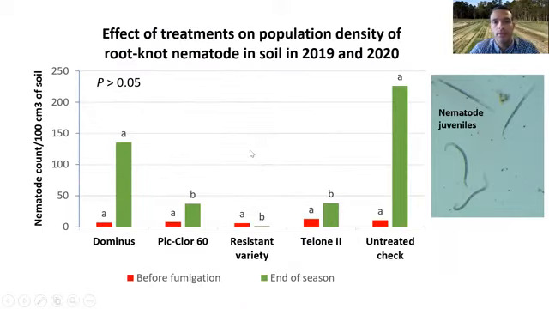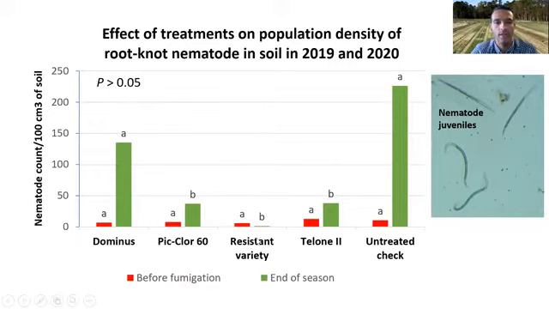Moving forward, here's the data for nematode count per 100 cc of soil. As you can see, we saw the same trend as for the gall index. The plots treated with Pic-Clor 60 and Telone, as well as the resistant variety, had a lower number of nematodes per 100 cc of soil compared to the untreated check. Again, there was no difference between Dominus and the untreated check.